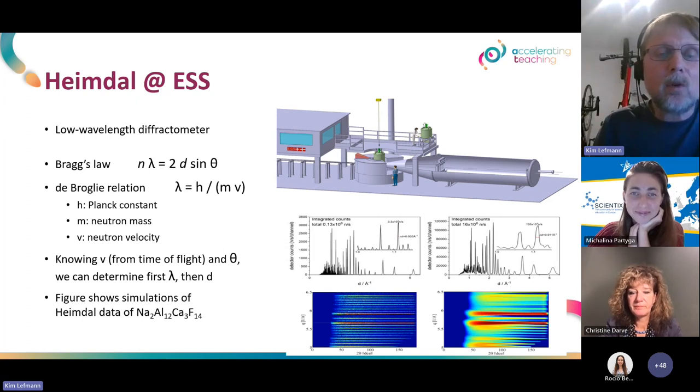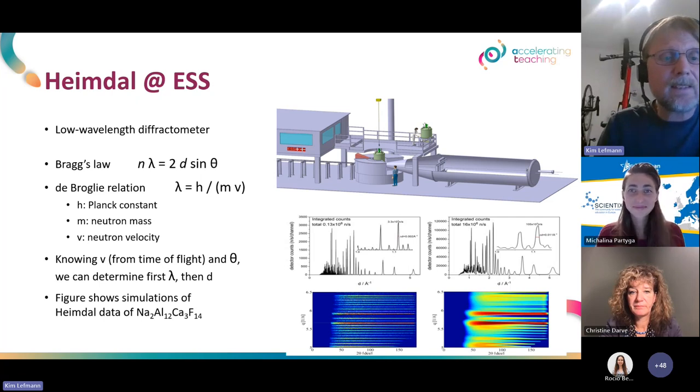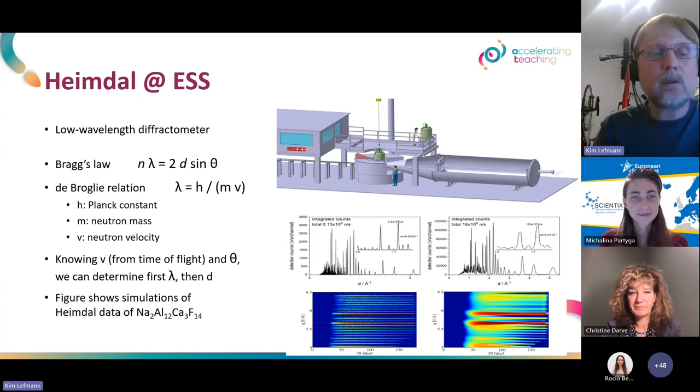These detectors will measure all the neutrons that are scattered in all different possible angles, and they are scattered according to Bragg's law. So how do we determine the wavelength of the neutron? Well, there is a fundamental quantum mechanic de Broglie relation saying that the wavelength is the Planck constant divided by the momentum, or if you may, mass times velocity. But the velocity we can know from the time of flight.